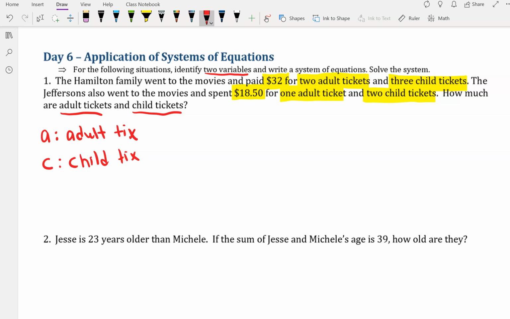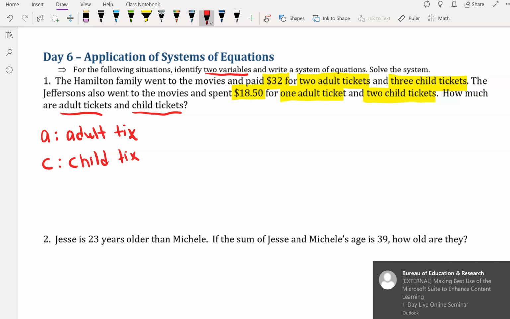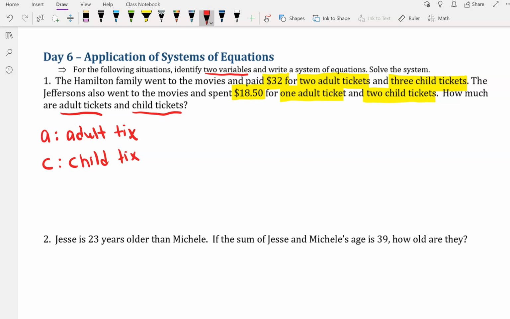Now we need to write a system of equations. It's going to be 2 different equations. In this particular problem, we have 2 sentences in the beginning, and each sentence represents a different family. The first sentence said, the Hamilton family went to the movie and paid $32 for 2 adult tickets and 3 child tickets. That sentence is going to be its own equation.